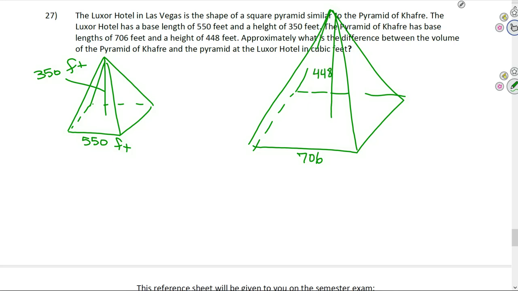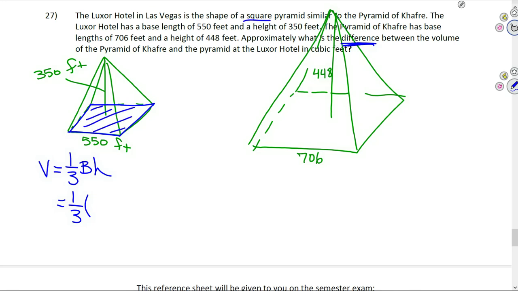What is the difference between the volume of the pyramid of Khafre and the pyramid of the Luxor Hotel in cubic feet? Well, I've got to find both volumes and then subtract them. So I'll start with the Luxor Hotel. The volume formula is 1/3 the area of the base times the height. Now the most important piece of this that most students miss is the area of the base. The area of the base is not 550. It's a square pyramid, so it's 550 by 550.